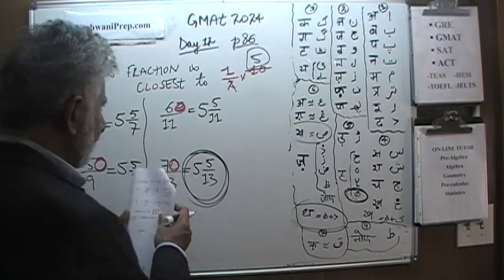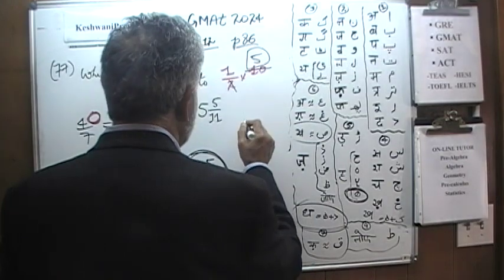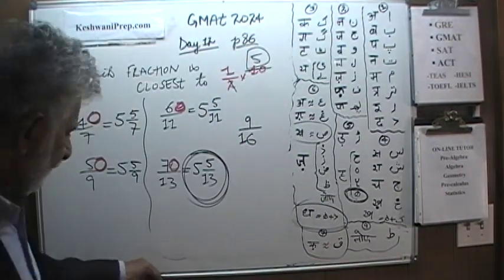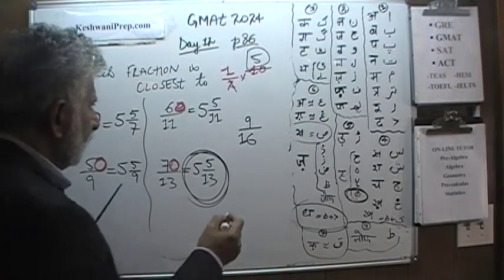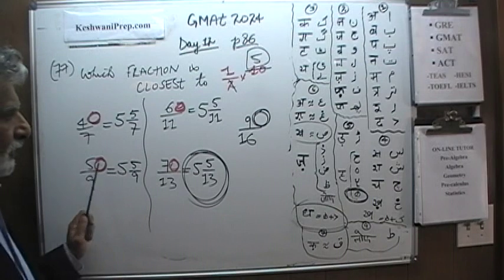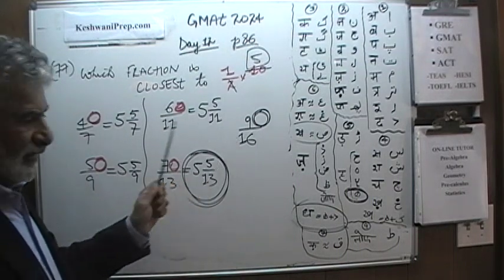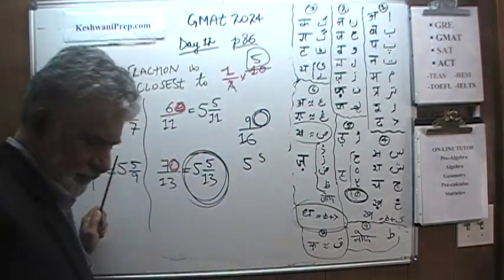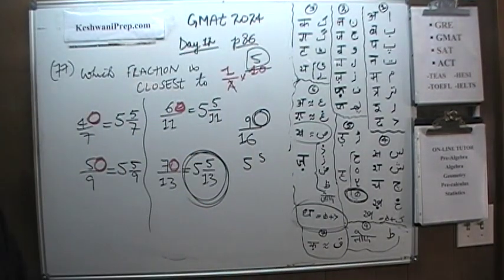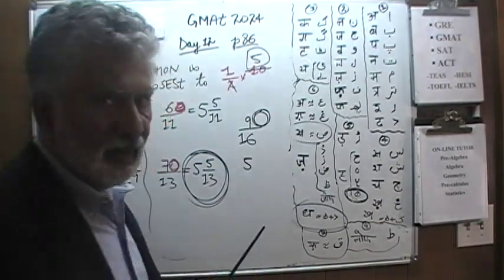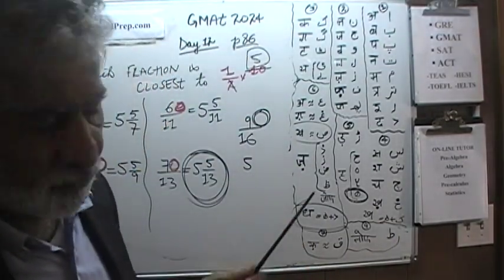Let's do the very last one. The last one was 9 over 16. Same thing. We're going to multiply it by 10, put a 0 there, so it's a 90. 16 times 5 is 80. So we're going to get a 5. We have a remainder of 10, because that's the 90 and we take away 80. 16 5s are 80, because of course 16 times 10 is 160.